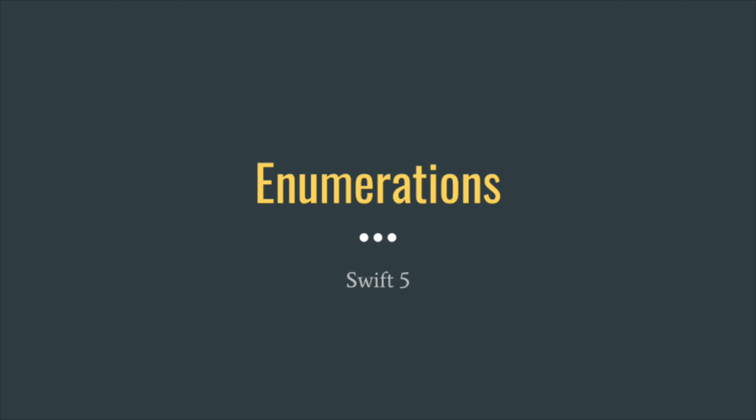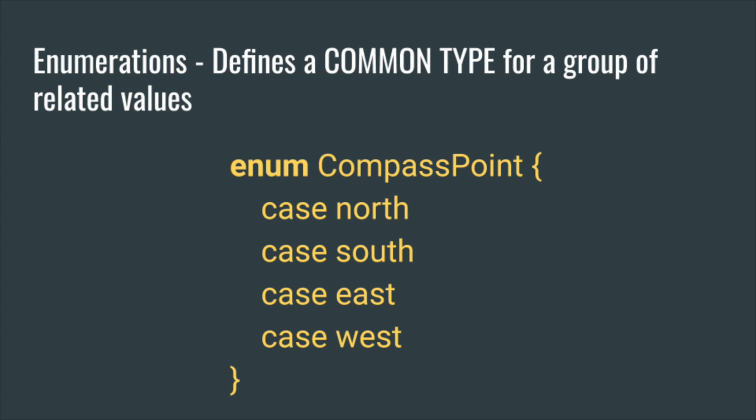In this video we are going to explore enumerations in the Swift programming language. An enumeration defines a common type for a group of related values and enables you to work with those values in a type-safe way within your code.